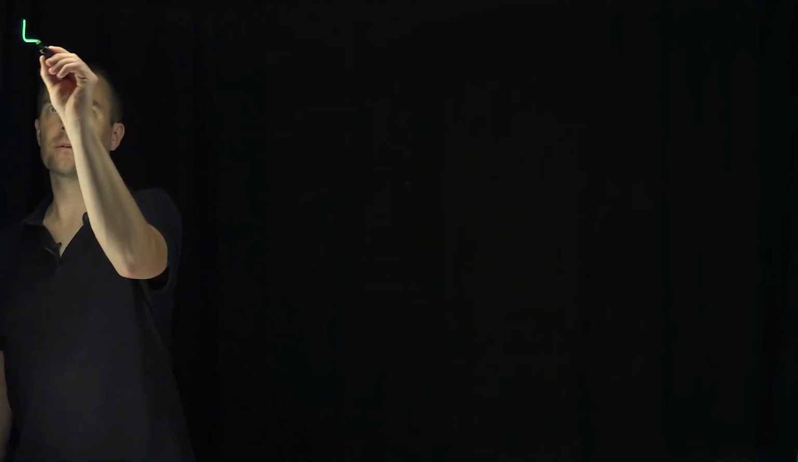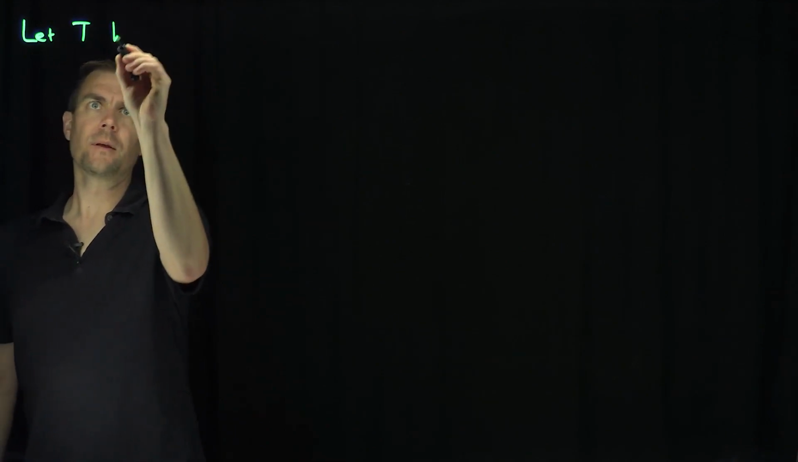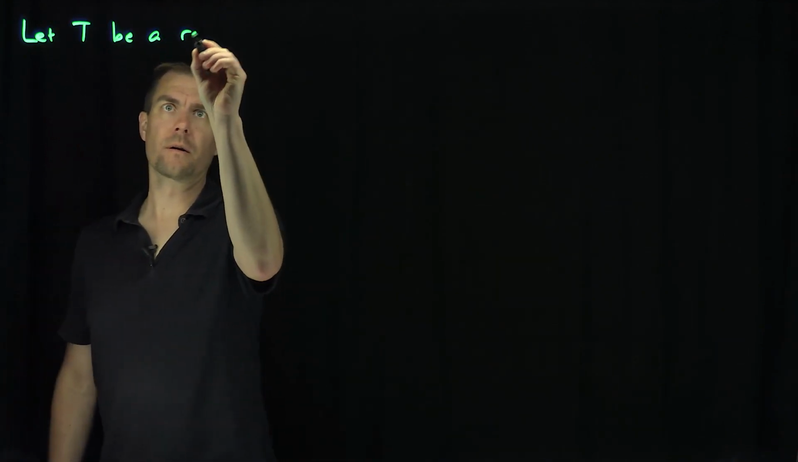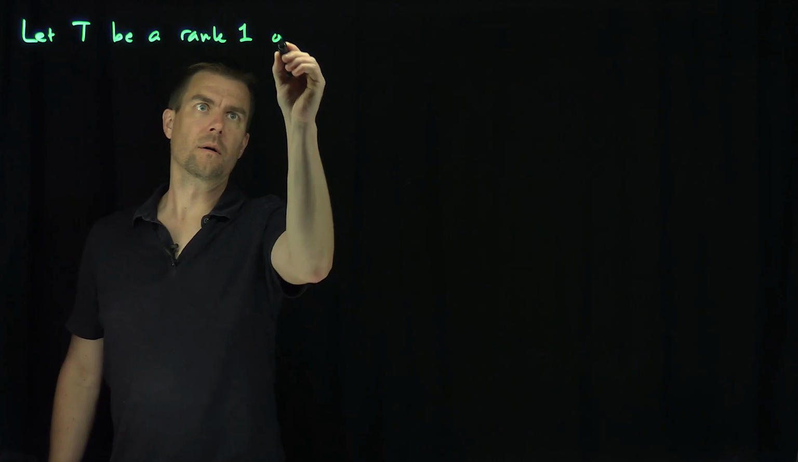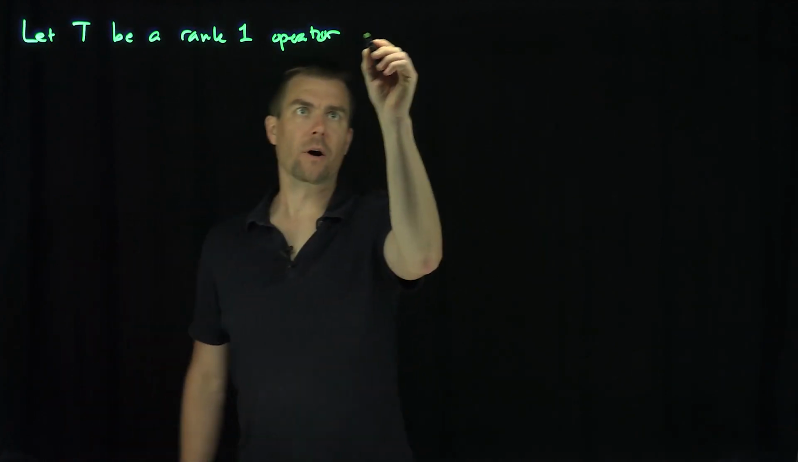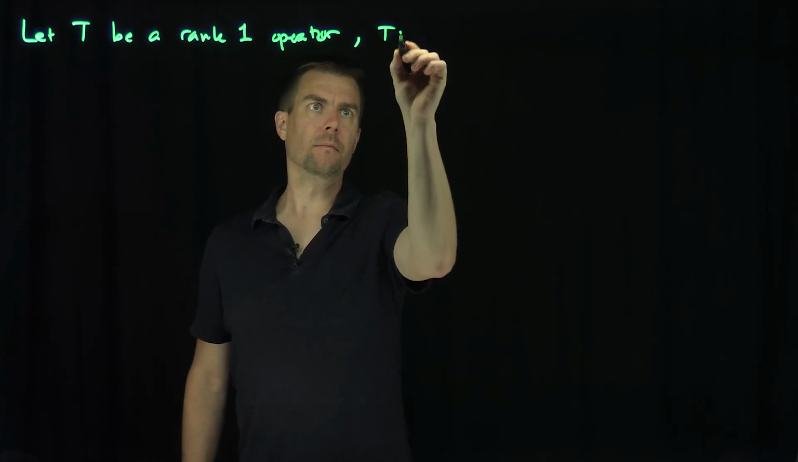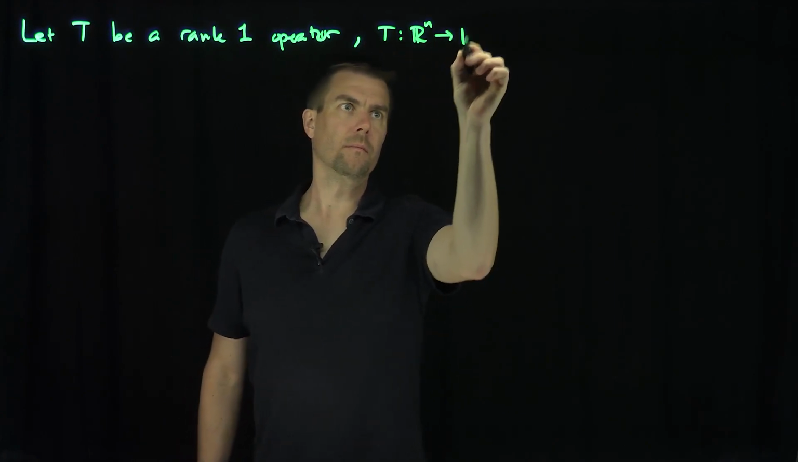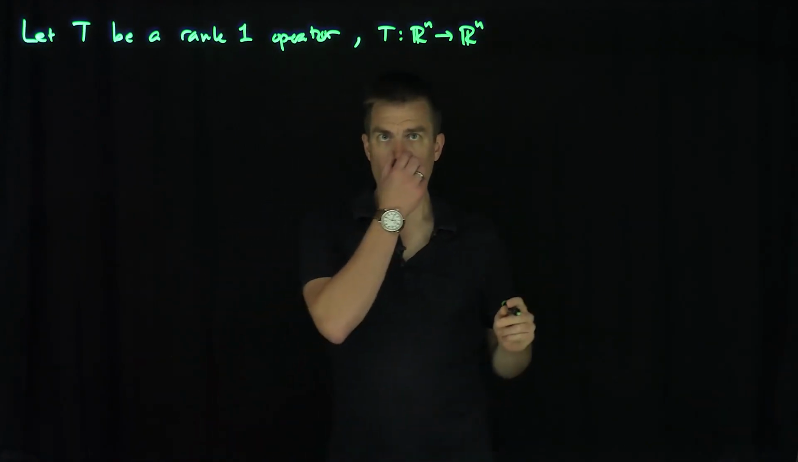Hello students, in this video we'll consider rank 1 perturbations of the identity operator. Let's let T be a rank 1 operator mapping Rn to Rn. Okay, and what this means is the following.